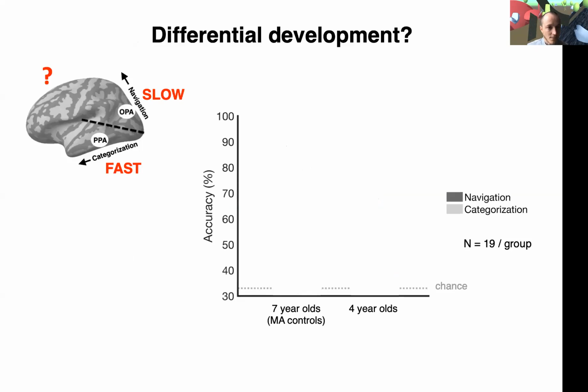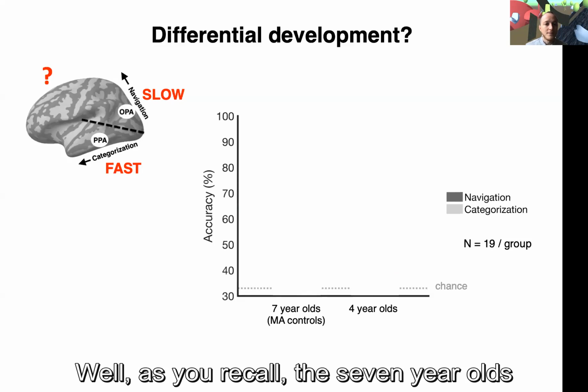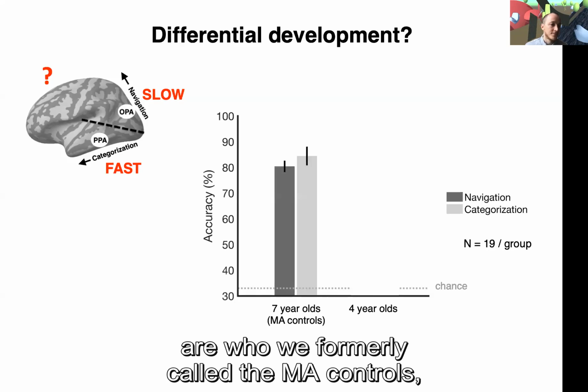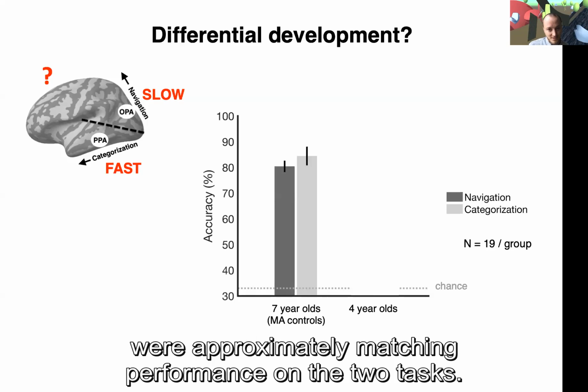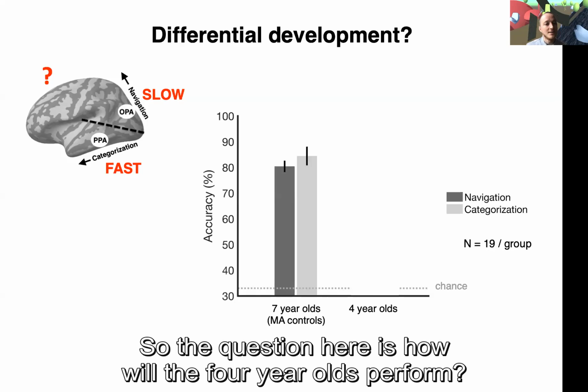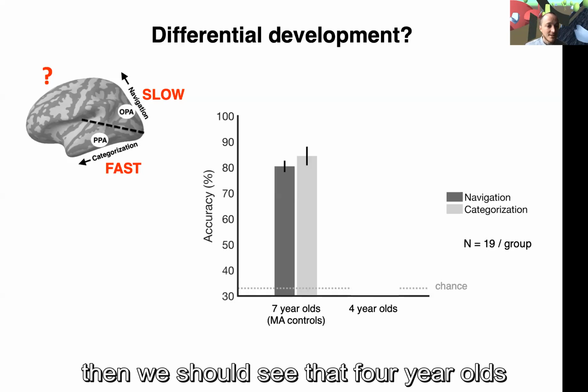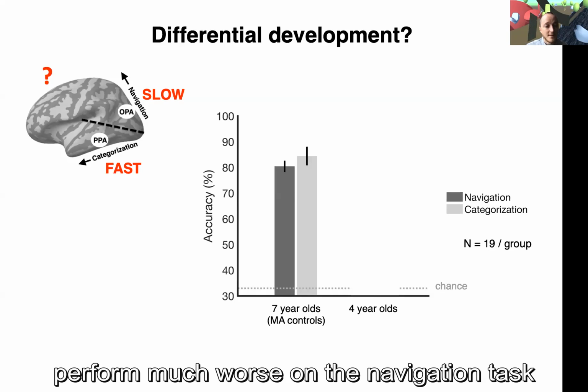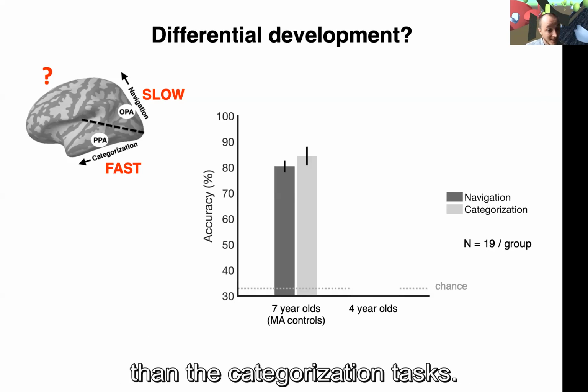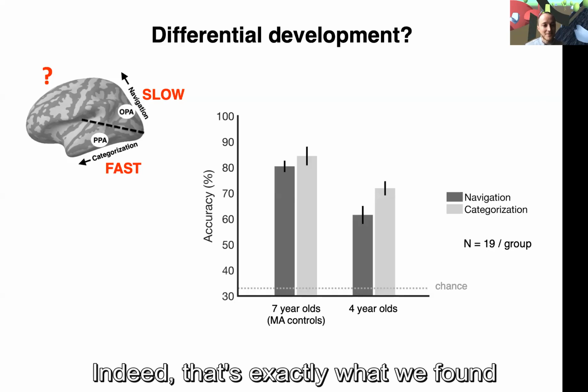The two groups of children then performed the same categorization and navigation tasks that I described in detail before. So what did the data reveal? Well, as you will recall, the 7-year-olds, who we formerly called the MA controls, were approximately matched in performance on the two tasks. So the question here is, how will the 4-year-olds perform? Well, if navigation develops later than categorization, then we should see that 4-year-olds perform much worse on the navigation task than the categorization task. And indeed, that's exactly what we found.